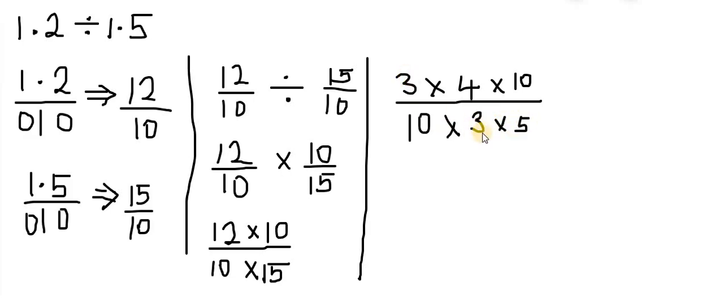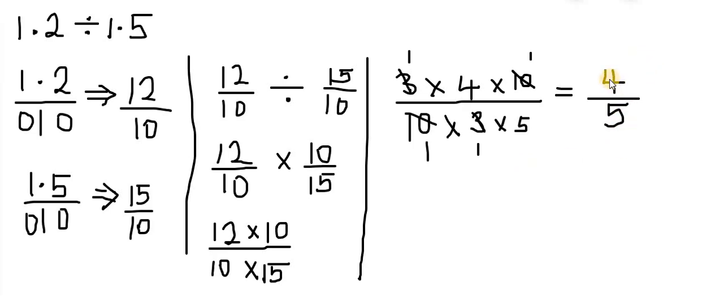So we have a 3 at the top and a 3 at the bottom. We cancel that out for 1 and 1. We have a 10 at the top and a 10 at the bottom. Cancel that out for 1 and 1. So at the top we have 1 times 4, that's 4. 4 times 1, that's 4. And at the bottom we have 1 times 1, which is 1. That 1 times 5 gets you 5. So 1.2 divided by 1.5 gives you 4 over 5.